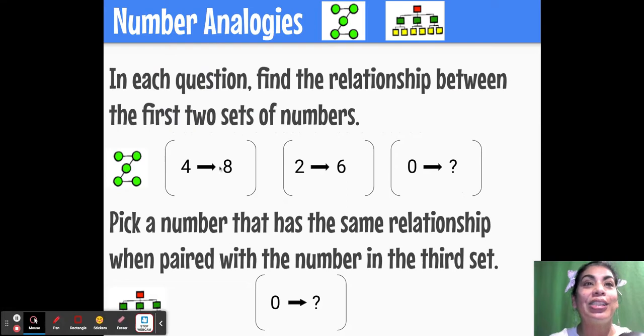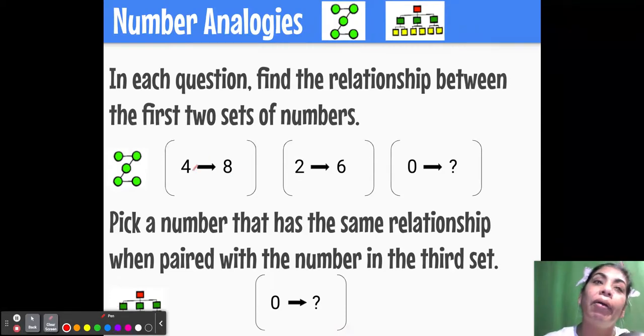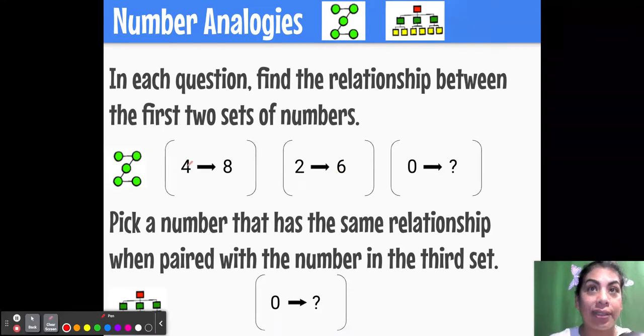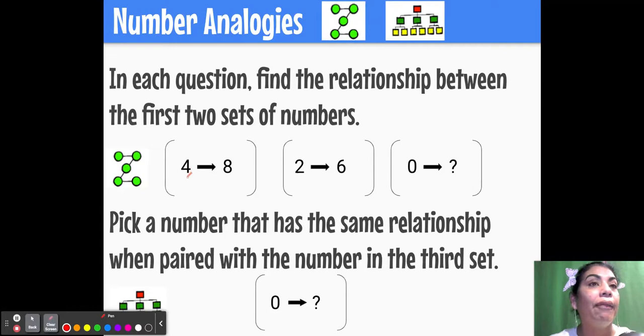All right, so let's look at this one. Here we have our first set, and we have a 4. 4 is to 8. So we have to think, okay, I know if I double 4, it makes 8. Yay. If I double 2, I get a 4. Ooh, that doesn't work. I'm going to go back and try a different rule. If I add 4, that will give me 8. Okay. If I add 4 to the 2, that will make 6.